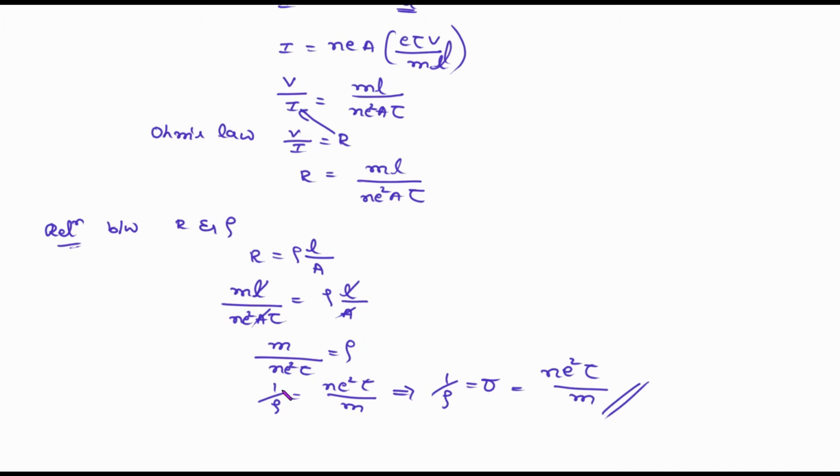Take this rho this side, send the other terms to the other side. So 1 by rho is equal to Ne square tau by m. If you take the reciprocal, 1 by rho is equal to sigma. So sigma is Ne square tau by m.